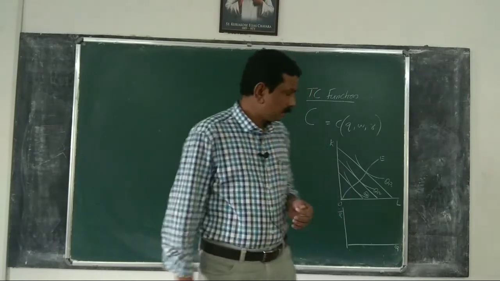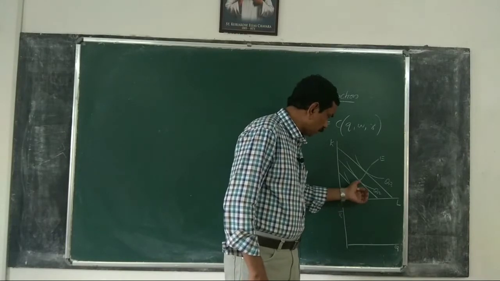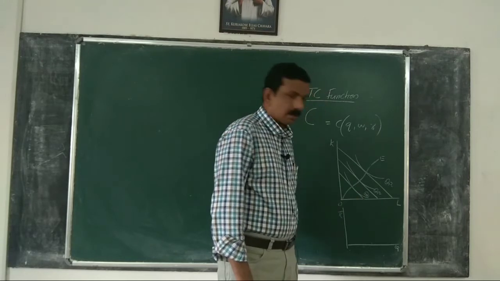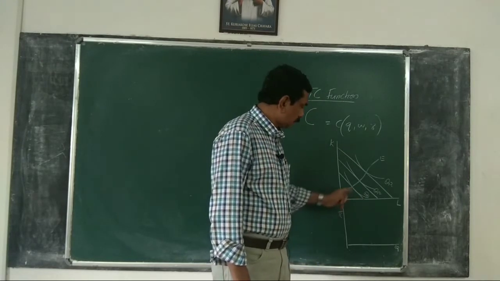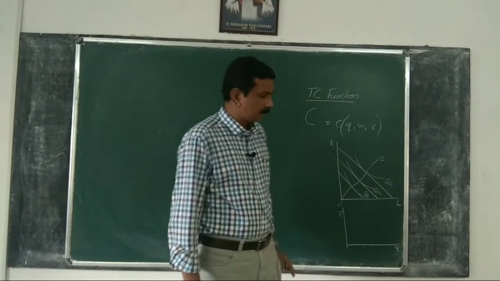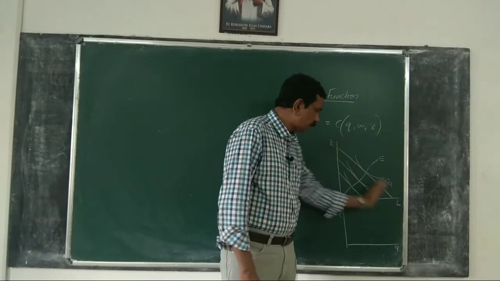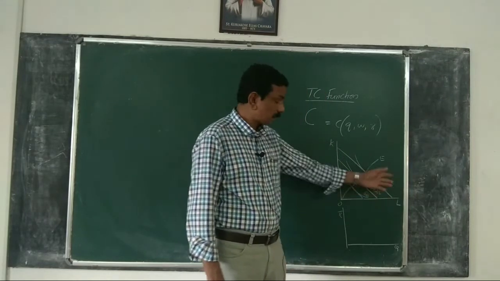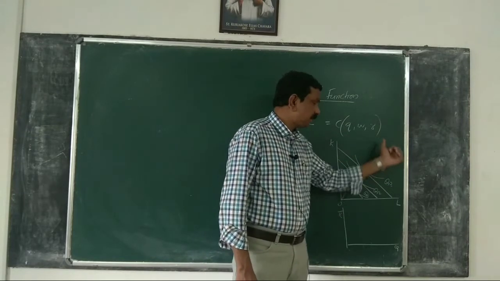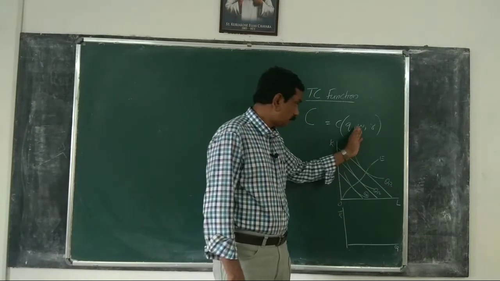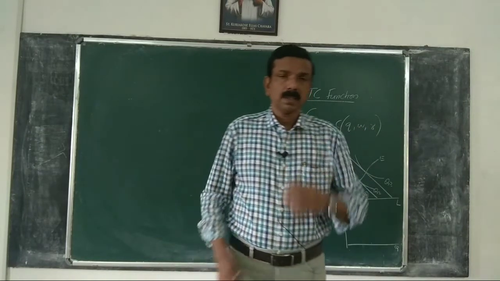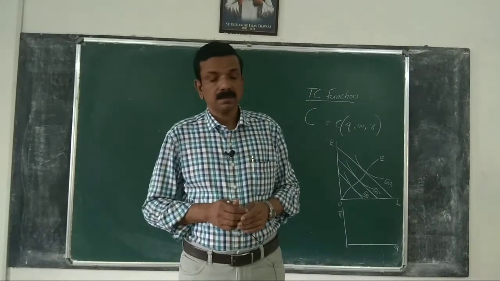As it is known to you, these points represent equality between MRTS and the factor price ratio. When W by R changes, MRTS also changes. When MRTS changes, the K by L ratio changes because MRTS is equal to MPL by MPK. So there will be a shift in the expansion path depending on the nature of the change in W and R, and there will be a corresponding shift in the cost functions also.